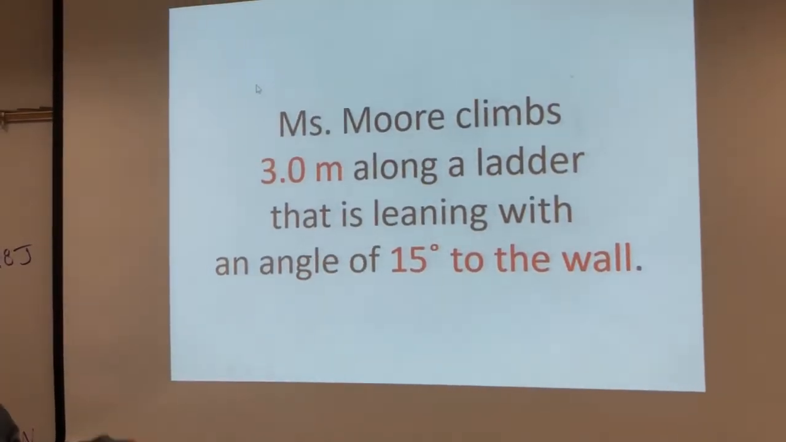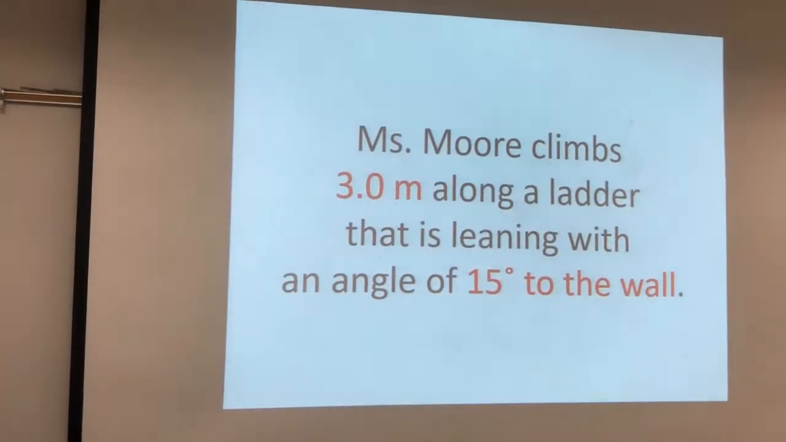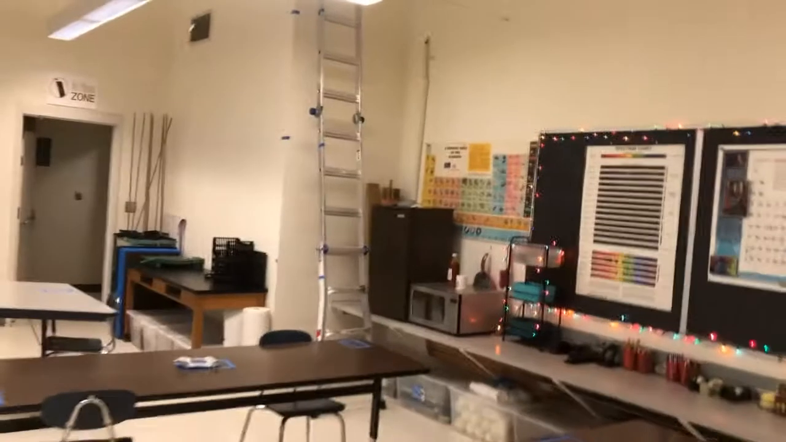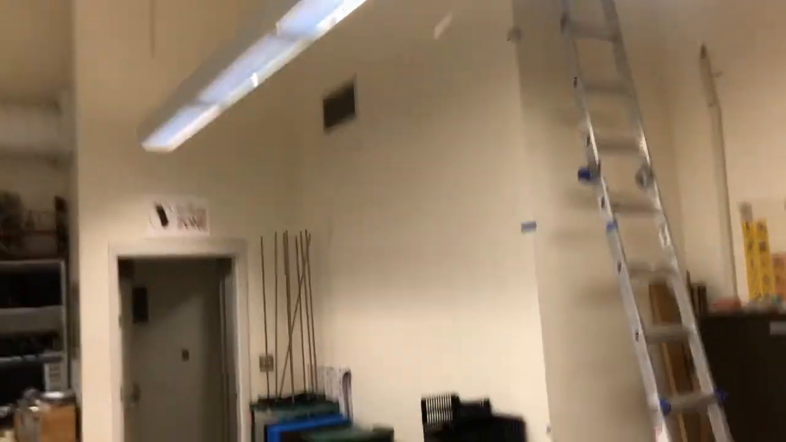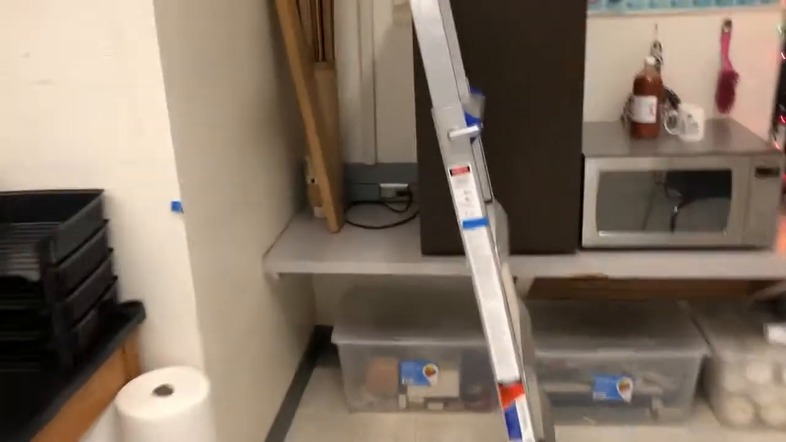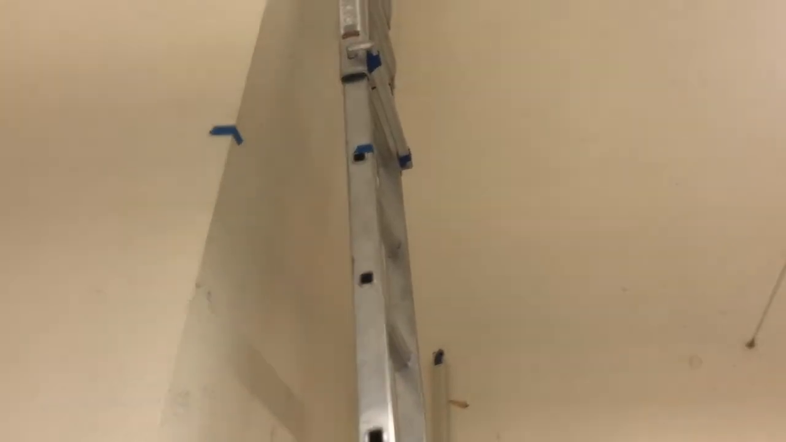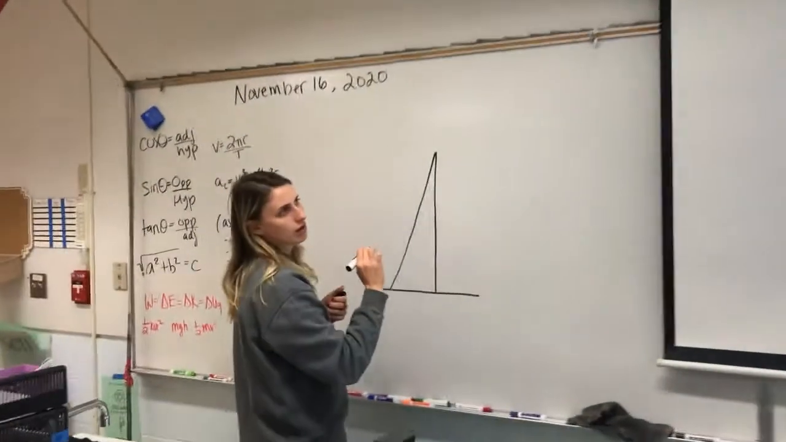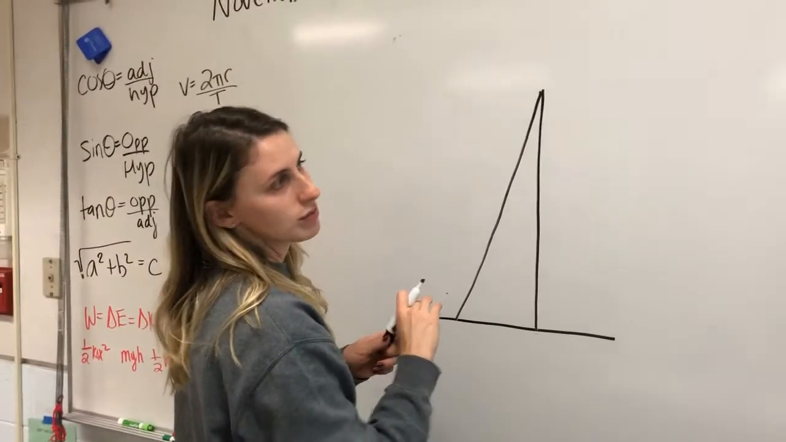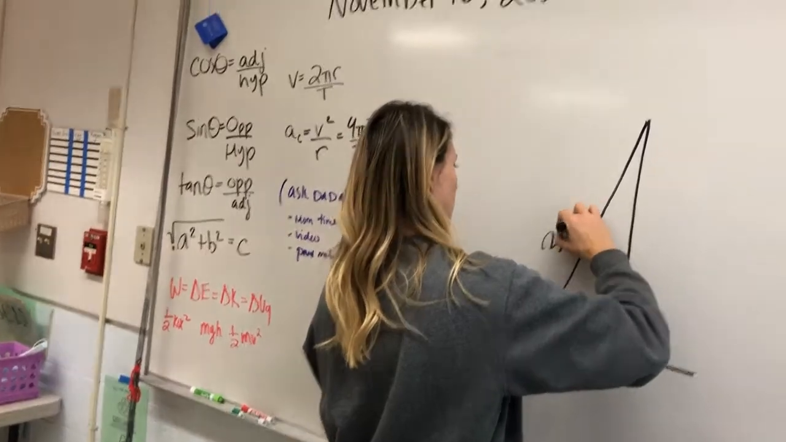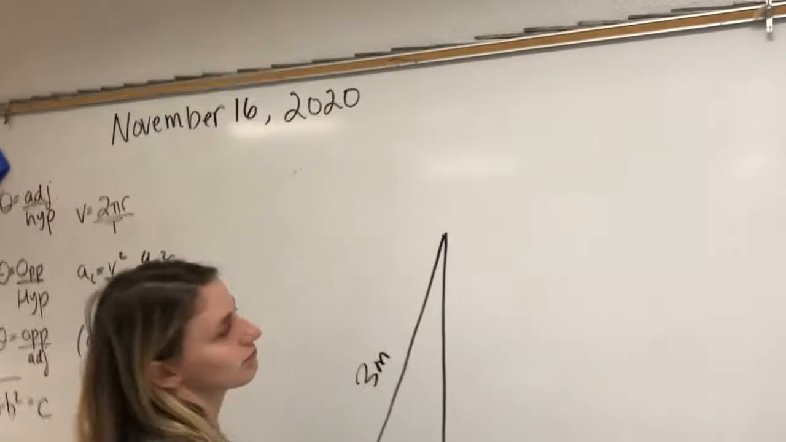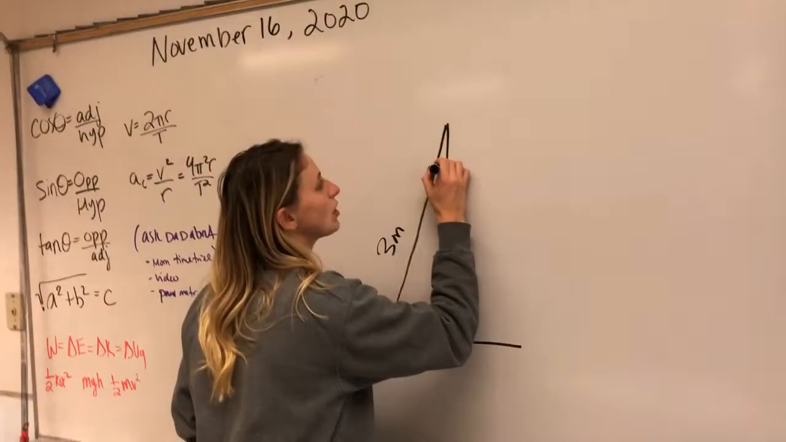Negative work. Okay, let's do a practice problem. Miss Moore climbs 3 meters along a ladder that's leaning at an angle of 15 degrees to the wall. Here's a ladder. That piece of tape is 1 meter, that piece of tape is 2 meters, and that piece of tape up there is 3 meters. So here's my ladder, 3 meters, and the angle is 15 degrees to the wall. To the wall, that's important.